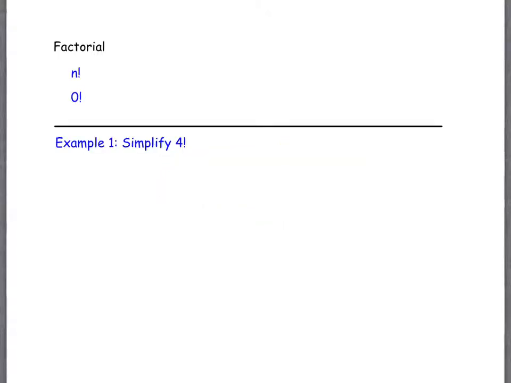So to start with, I want to introduce a notation that I don't know if you've seen before. It's called a factorial. It looks like an exclamation point. It doesn't mean I'm super excited, though. Okay, that's not what it means. It actually has a formula associated with it. So when you see n with that little exclamation point, it means n times n minus 1 times n minus 2 all the way down until you get to the number 1.